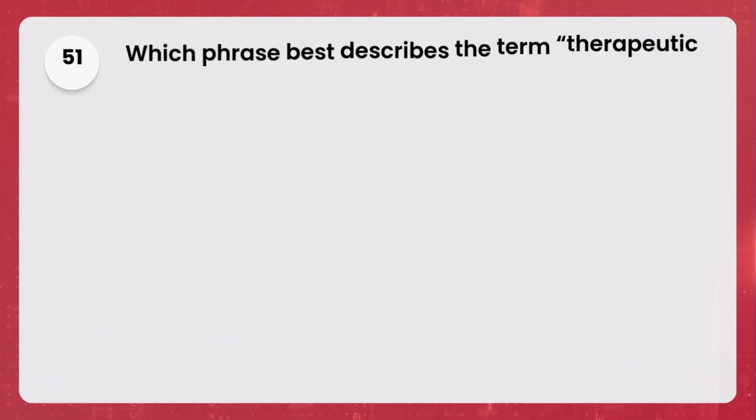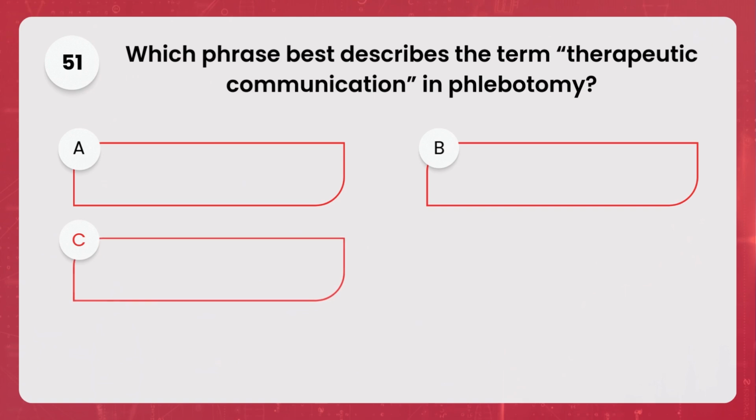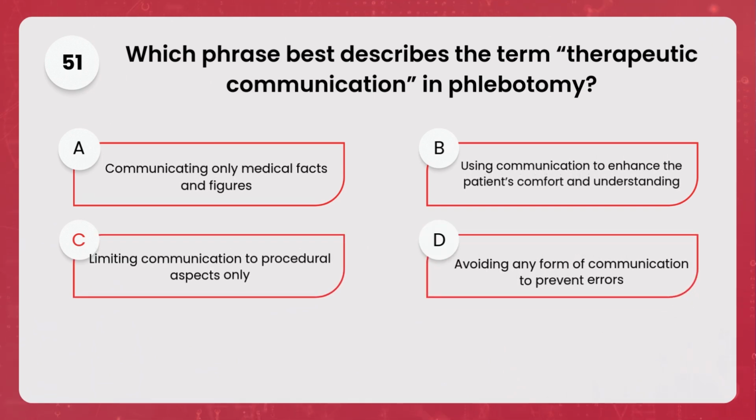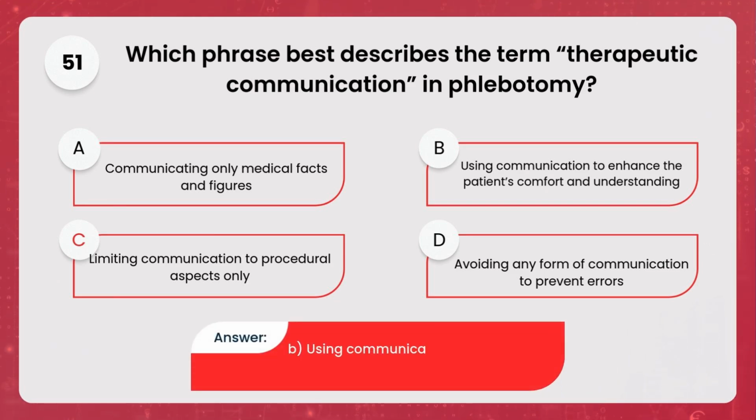Number 51. Which phrase best describes the term therapeutic communication in phlebotomy? A. Communicating only medical facts and figures. B. Using communication to enhance the patient's comfort and understanding. C. Limiting communication to procedural aspects only. Or D. Avoiding any form of communication to prevent errors. The answer is B. Using communication to enhance the patient's comfort and understanding.